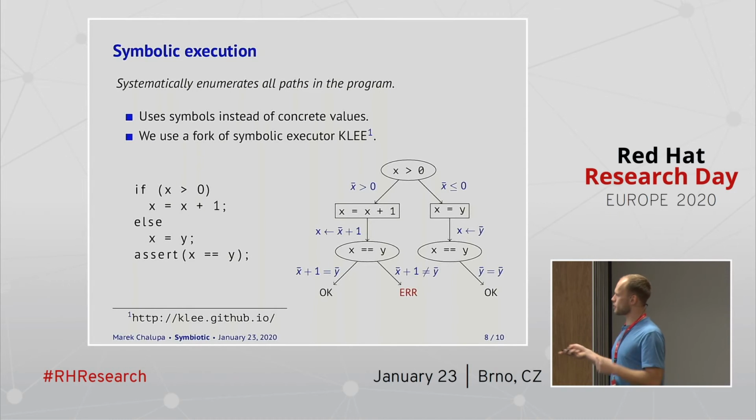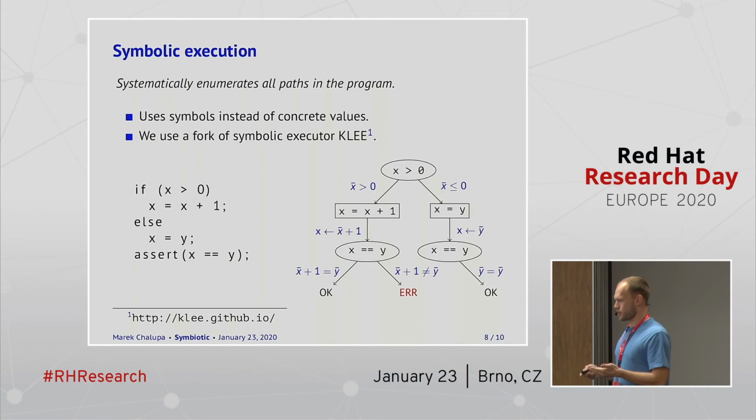The program starts executing, and it runs into the first statement, which is an if statement with a comparison of variable x, where it is greater than 0. x now contains the symbol x bar, so we issue some constraints over that and ask whether this condition can be satisfied. The constraints tell us that yes, it can be satisfied, so the symbolic executor continues searching the true branch.